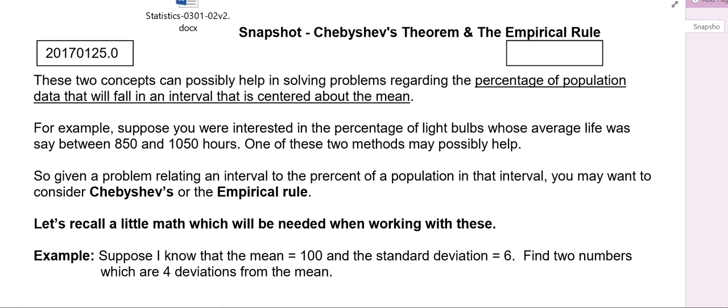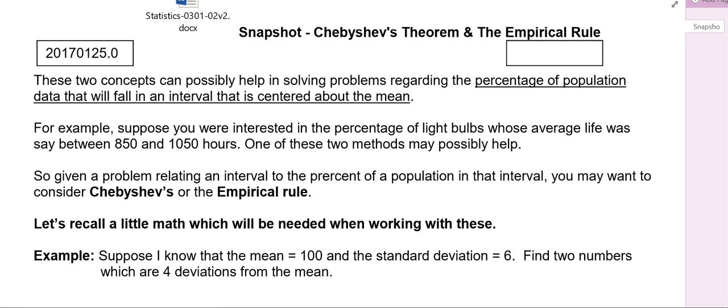This is a snapshot video on Chebyshev's theorem and the empirical rule. It is expected that you have at least looked at my lecture notes and/or the book. You should watch the video, but when you come to an example, I suggest you stop the video, try working out the problem, and then play the video and compare what you did to what I did.